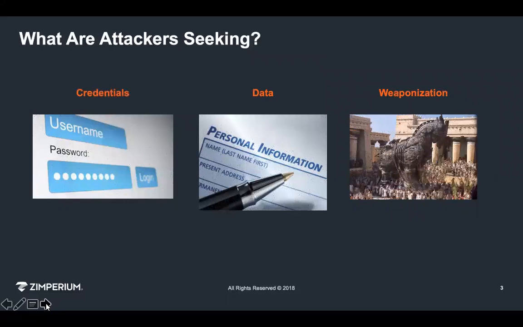They're either trying to steal credentials, which they can then use and leverage to do additional penetration. They're after the data itself, maybe in the case of cardholder data, patient data, IP, whatever the case may be. And then ultimately, again, they want to land and expand. In order to do that, weaponizing any given endpoint is key.